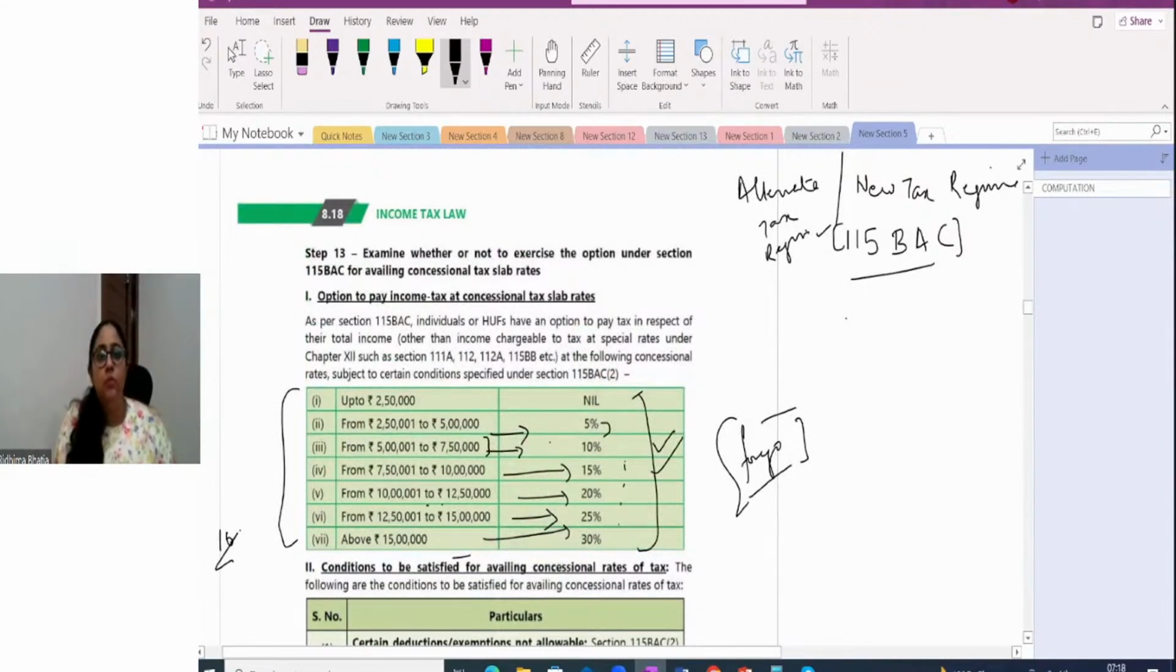Ma'am, is it a scheme that everyone has to opt? Is it a scheme available for all, resident, non-resident, individual, HUF? Ma'am, what about senior citizens?